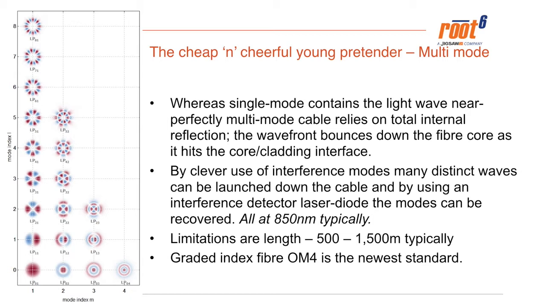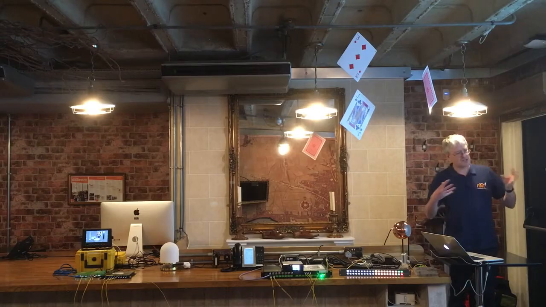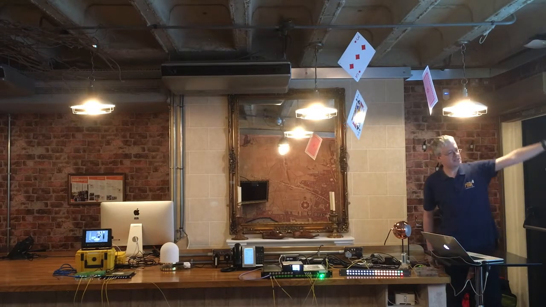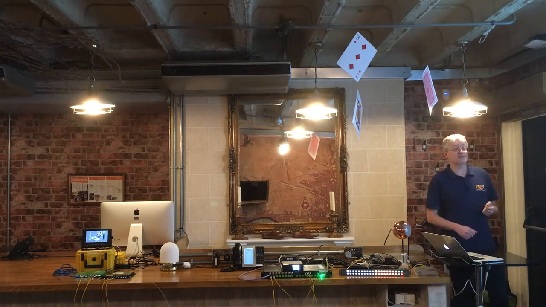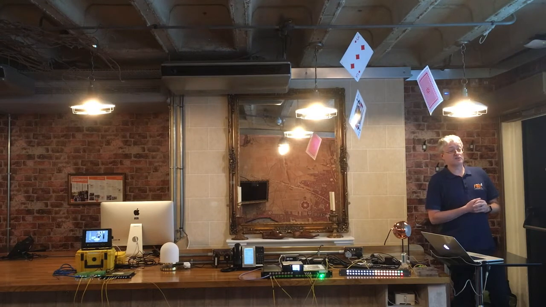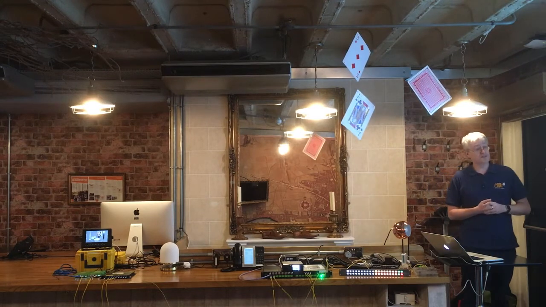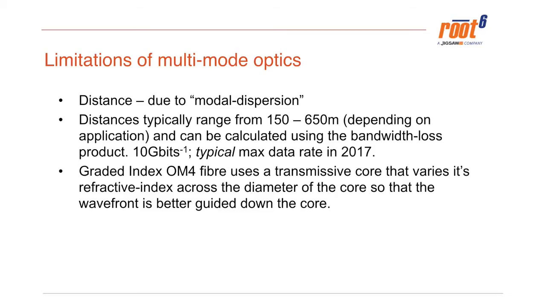But of course, the limitation of all this is that you've got modal dispersion going on down the cable. The wavelengths are being smeared, and so these patterns become less and less distinct at the other end of the cable and harder to recover. So typically we're limited to 500 meters for OM3 and 1500 meters when we get into graded index fiber.